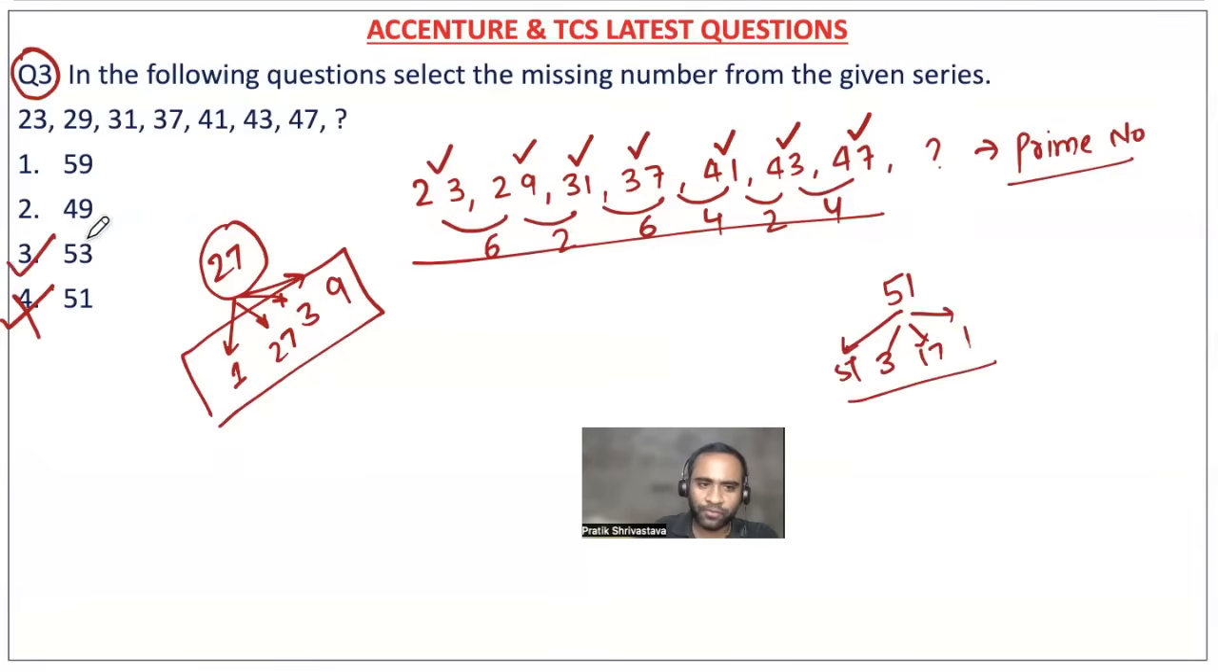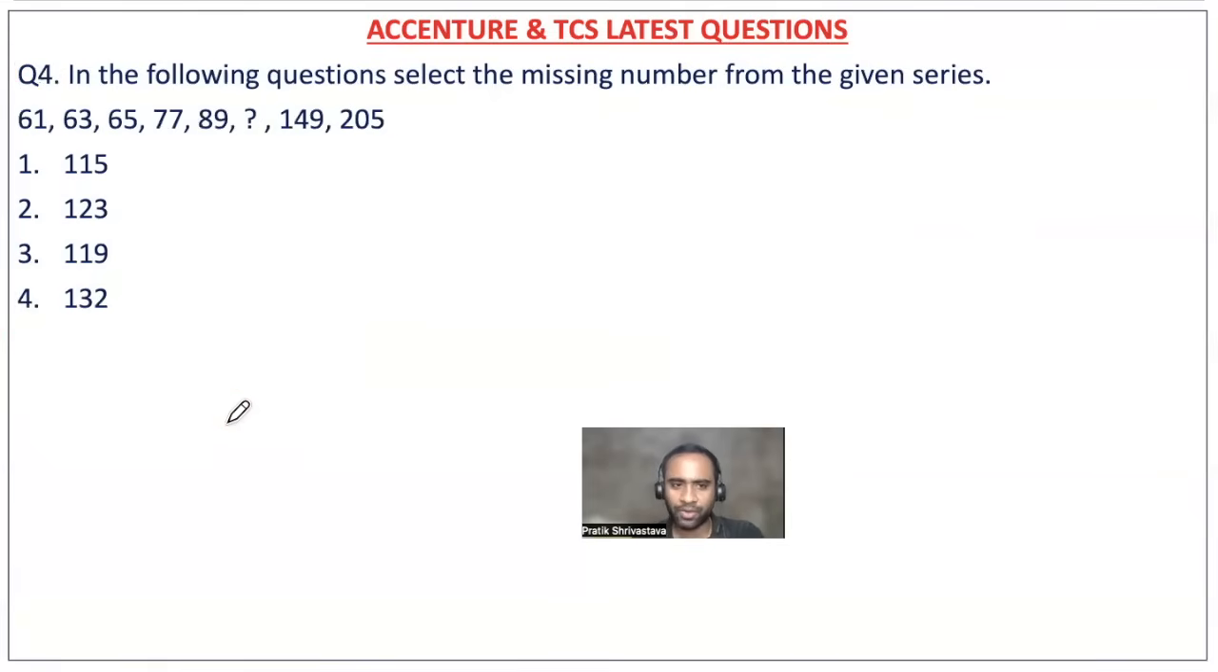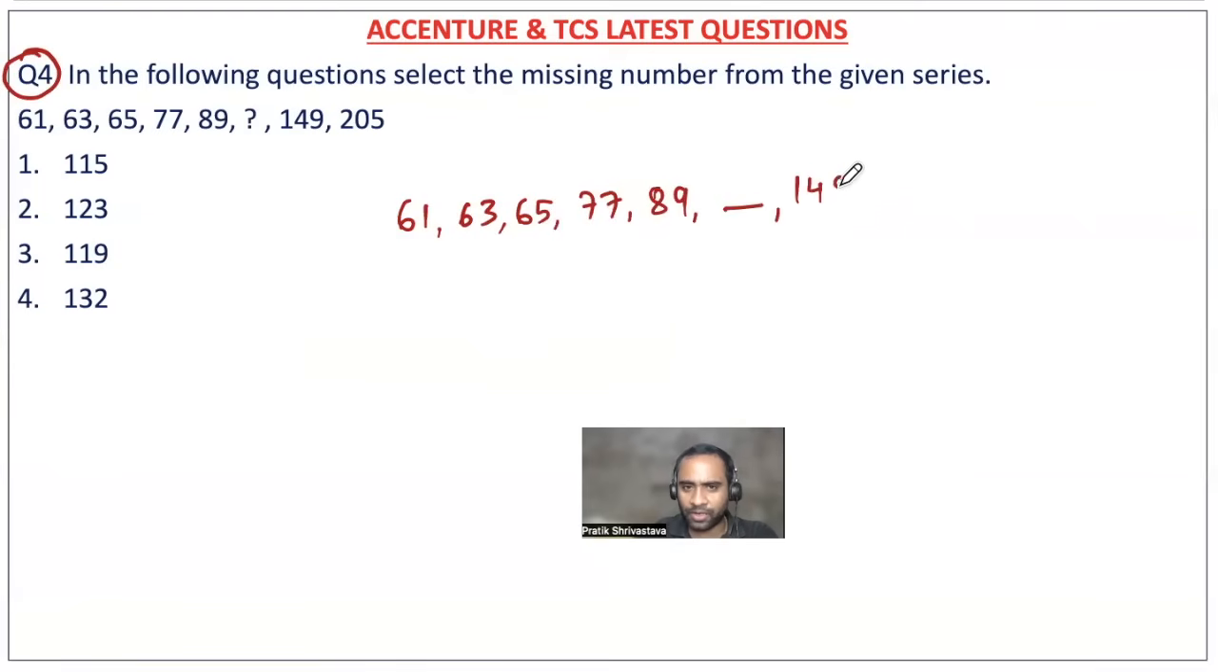Okay, so 53 will be the correct answer for question number 3. Now, if this is done, then we will be moving towards the next problem, question number 4: 61, 63, 65, 77, 89, then 149, and then 205, right?